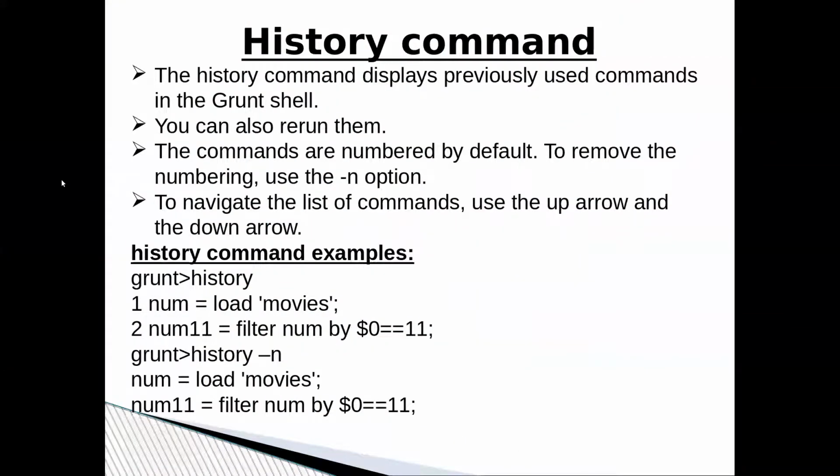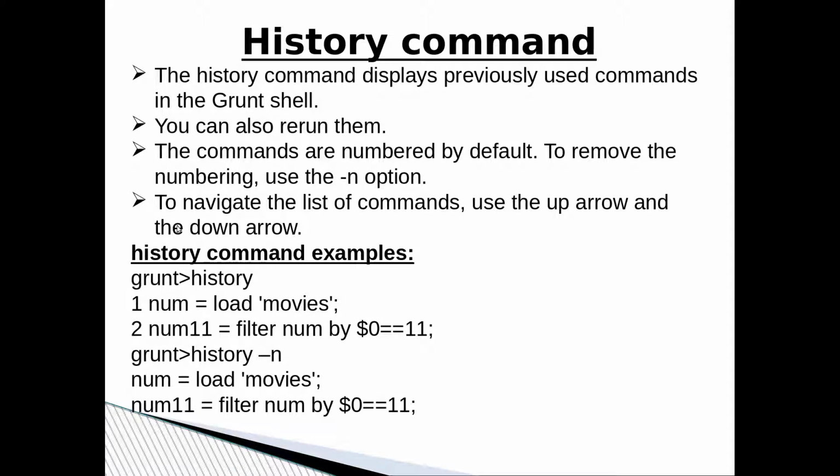Next, let us see the history command. Your history command is going to display previously used commands in the grunt shell, and you can also rerun these commands. They are numbered by default. If you don't want to see the numbering, use the -n option. To navigate the list of commands, use the up arrow and down arrow.